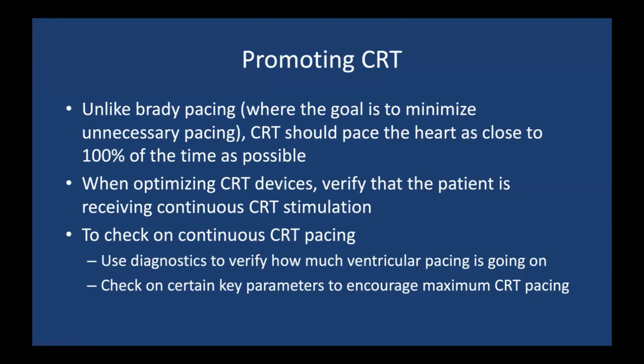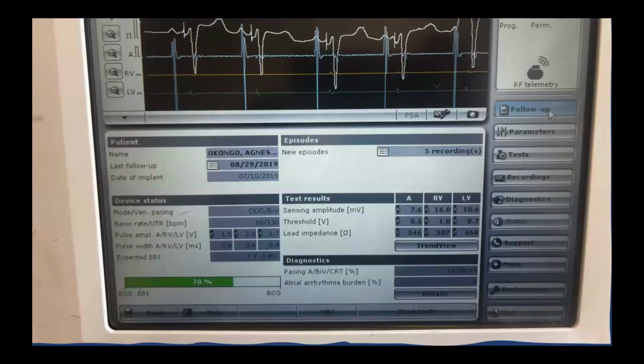In order to do this, you'll all be familiar with the standard interfaces of various devices, and you use a box called diagnostics in order to verify how much ventricular pacing is going on. And you can also check on certain key parameters to encourage maximum CRT pacing. And I'll talk you through those and probably close the lecture at that stage. So this is just an example of an interface. In a few weeks, we're going to invite all the manufacturers to give us a brief on the interfaces of their devices. This one happens to be a Biotronik interface.